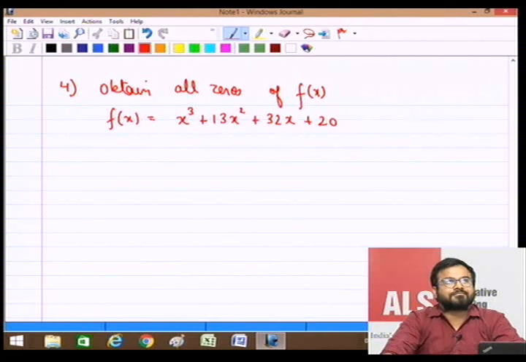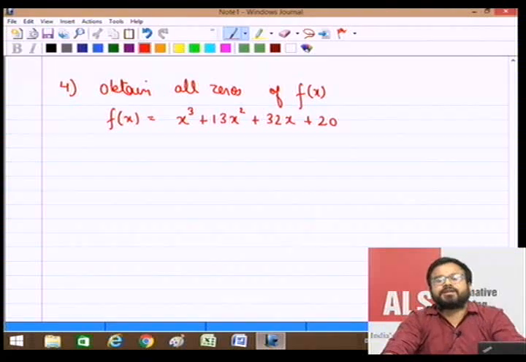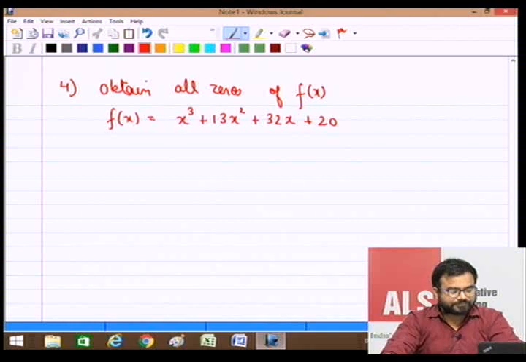Just use the rational root theorem. The first factor you can figure out by hit and trial, and then you can do the long division, and then you can get a quadratic one, and then factorize.